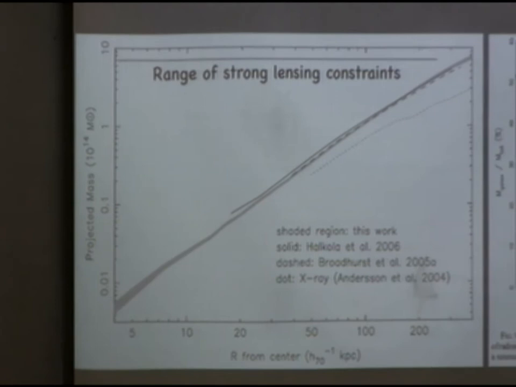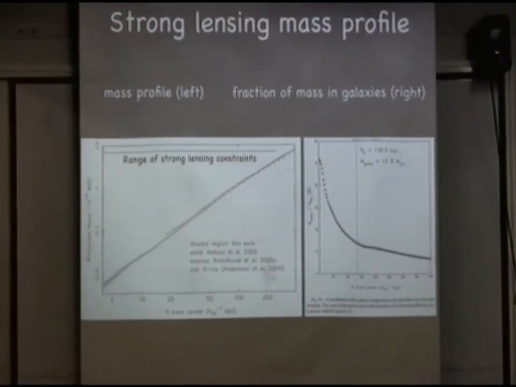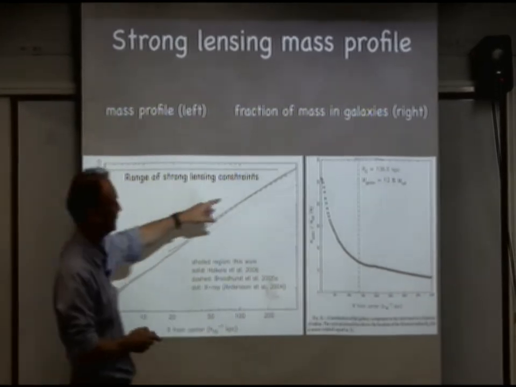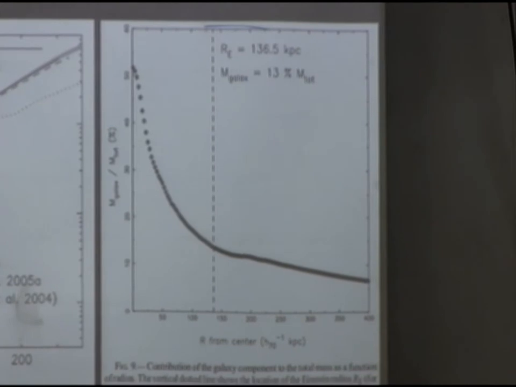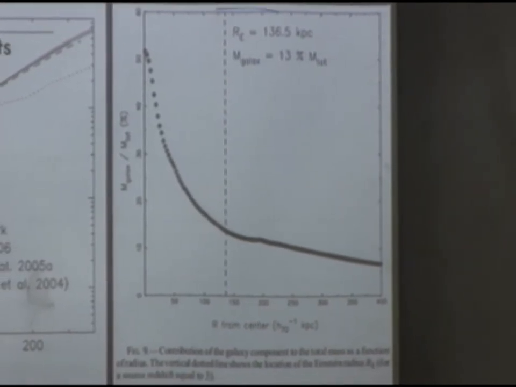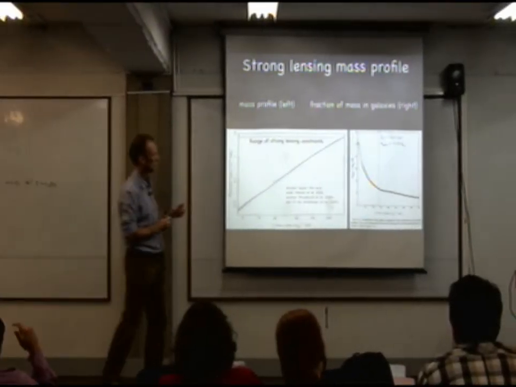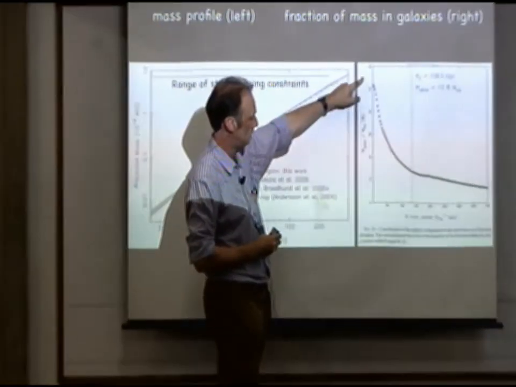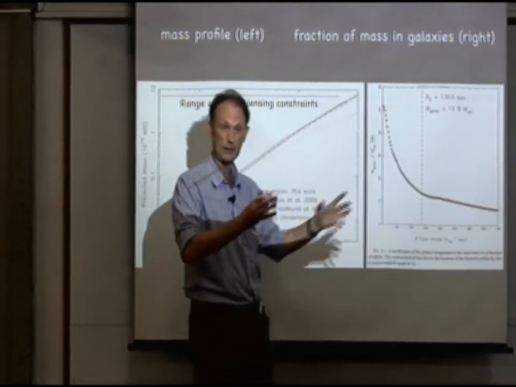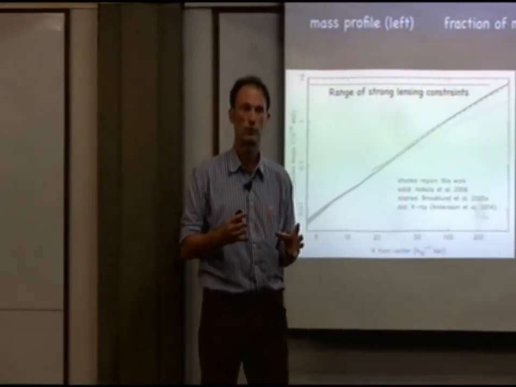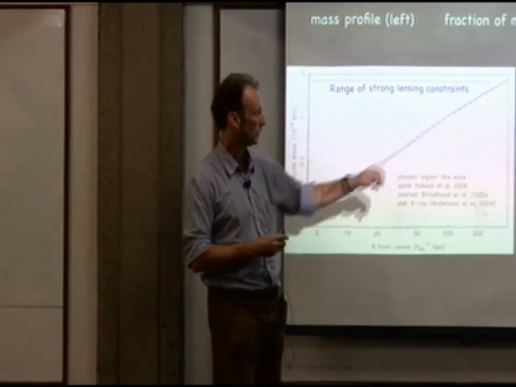And on the right is a different representation of this mass profile, which we can skip. On the right is the fraction of the mass which is in the galaxies. You can do the same thing: you can put a bigger and bigger circle on the sky and just count how much light is in the galaxies in the cluster. You can calculate this mass to light ratio, and that's effectively what this is. And you see that as you go to larger and larger radius, the fraction of mass that's in the galaxies is getting smaller and smaller. In other words, more and more dark matter at large radii compared to in the center.